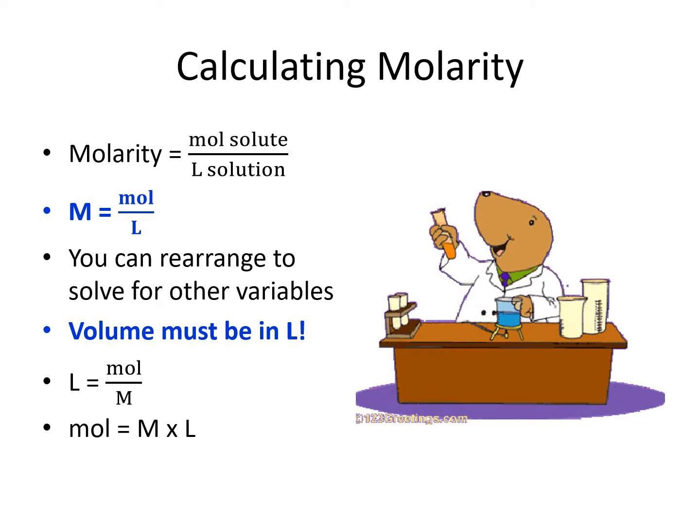If you want to solve for moles, you need to get moles by itself on one side of the equal sign. From the original equation, you can multiply both sides by liters. So you end up with moles on one side of the equal sign and the molarity times liters on the other side of the equal sign.